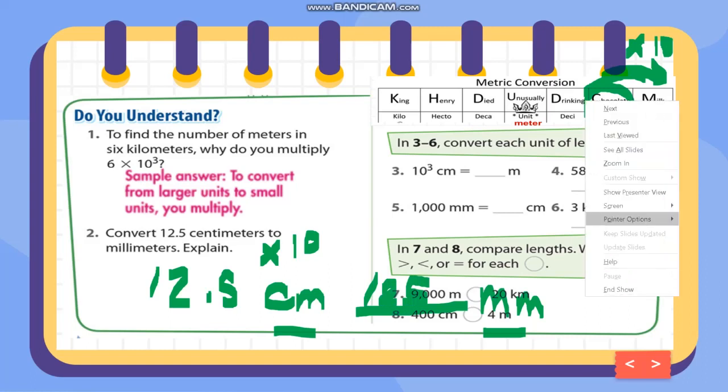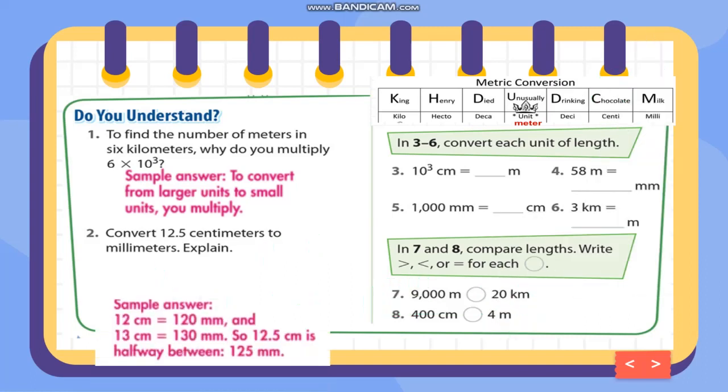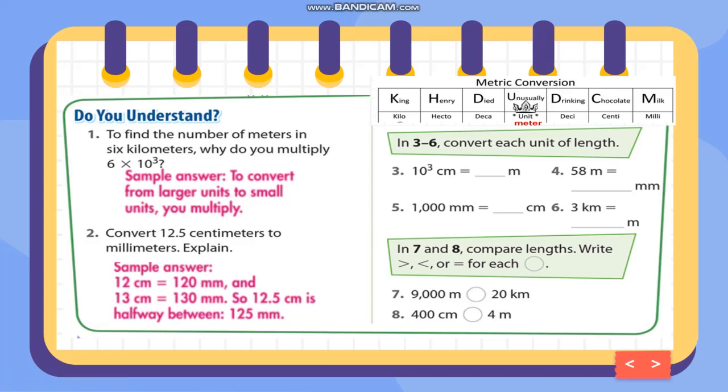But there's another way on how to get that one based on this example. 12 centimeter is equivalent to 120 millimeter and 13 centimeter is 130 millimeter. So 12.5 centimeter is halfway between. That's why the answer is 125 millimeter. But using the guide, you can easily get the answer.